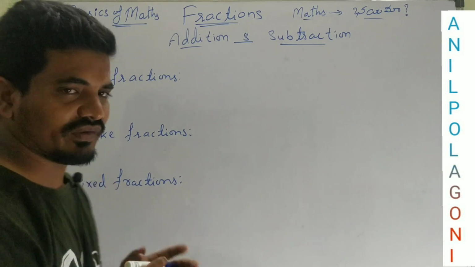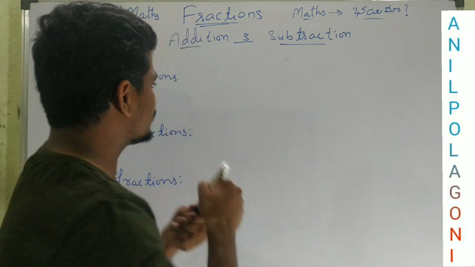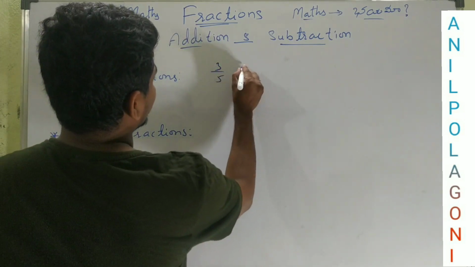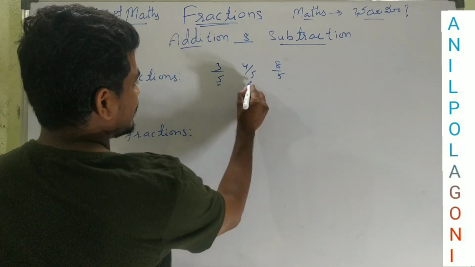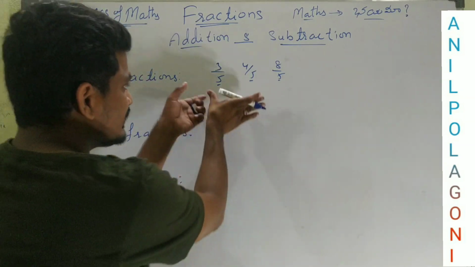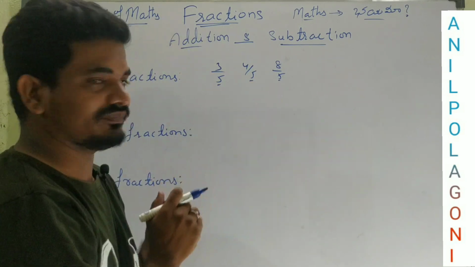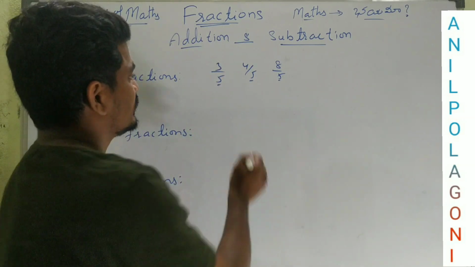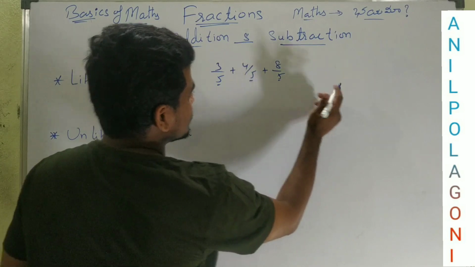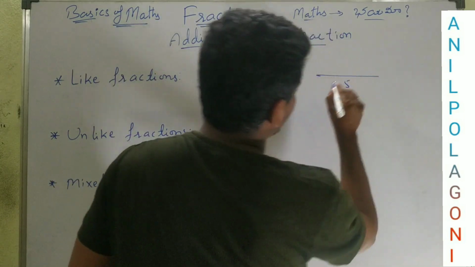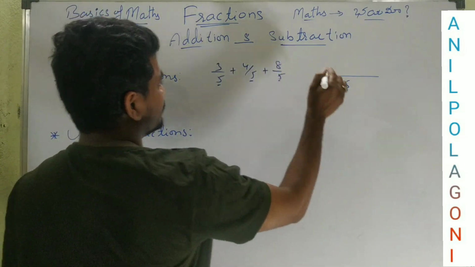We already know like fractions are fractions which have the same denominators. Just for example, I'm taking 3 by 5, 4 by 5, 8 by 5. See here, I am taking the same denominators. So this group of numbers we call like fractions. If you want to add them, if all these fractions have the same denominator, we can write the same denominator as the denominator in the sum. Then we just have to add the numerators.